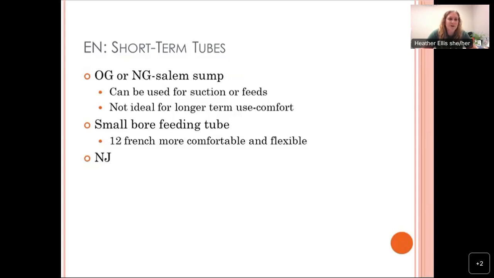And then we also have the option of our NJs. Those are for specific patients who have either trialed an NG feed and it didn't go well, or have something like gastroparesis where their stomach isn't emptying properly, and so we need to feed a little bit lower into the jejunum instead of the stomach.